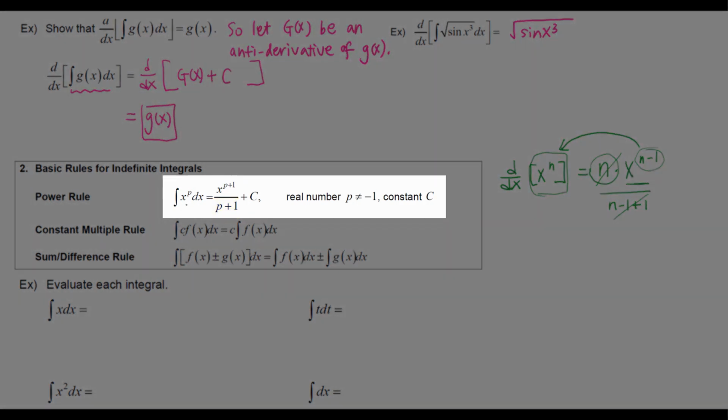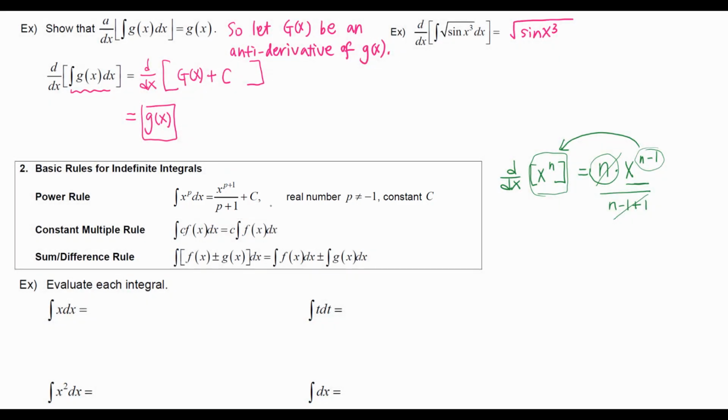So the integral of x to the p dx equals x to the p plus 1 divided by p plus 1 plus, of course, the constant of integration, which is c. So the integral of x to the p dx equals x to the p plus 1 power divided by p plus 1 plus the constant of integration c.